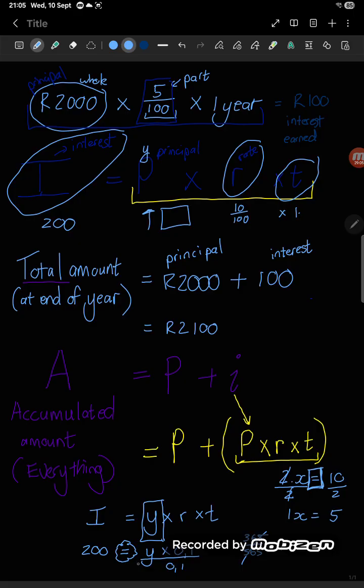So now I've got 1y on the one side, and I've got 200 divided by 0.1. You put it in your calculator. Bob's your uncle. I've got 2,000 was my principal, or my starting amount. And that makes sense because now I made it into 10%. That's why I got 200 instead of 100.